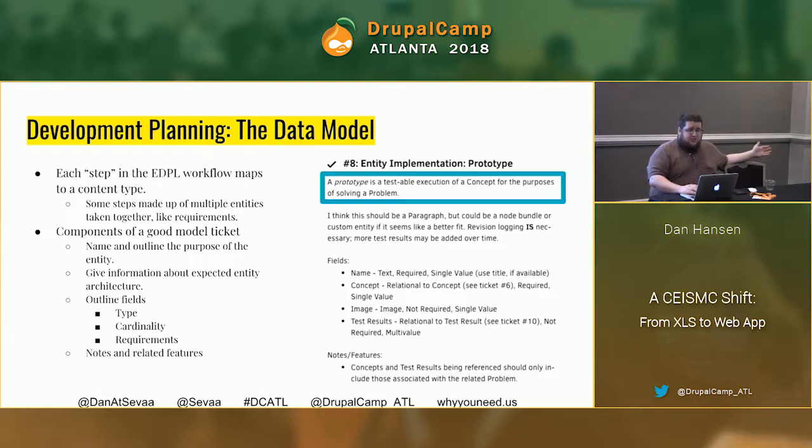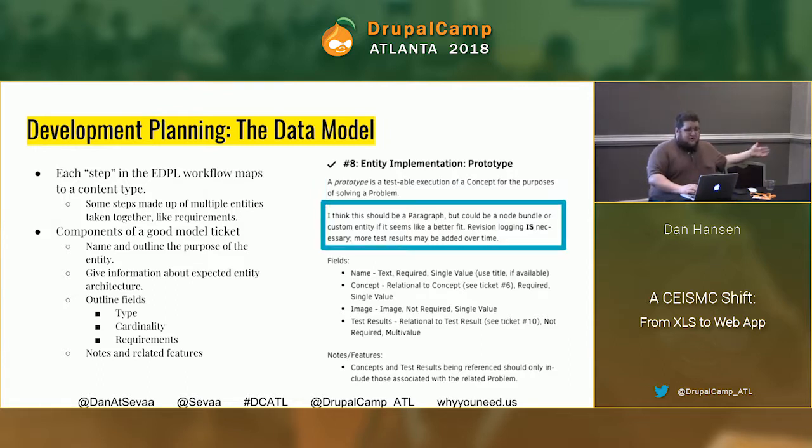Name and outline the purpose of the entity. You want to give it a name. People talk about in computer science, putting a name on something is a lot of times the hardest thing you can do. So get it done first thing so you don't have to worry about it. I say that, but over the course of this project, I think the core content type actually changed names 2 or 3 times, from project to problem and then back again. So it's nice to have the name out front, but not necessarily required.